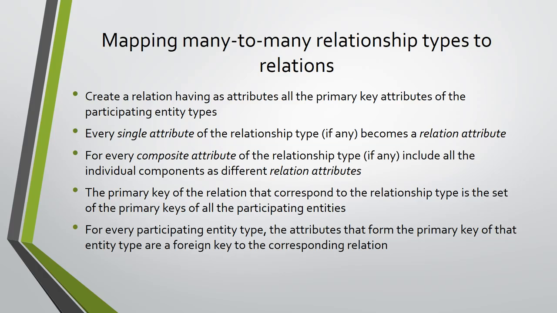The steps are: for every many-to-many relationship type, we create a relation having as attributes all the primary key attributes of the participating entity types. Every single attribute of the relationship type, if any, becomes an additional relation attribute. For every composite attribute of the relationship type, if any, we include all the individual components as different relation attributes. The primary key of the new relation that corresponds to the relationship type is the set of the primary keys of all the participating entities. For every participating entity type, the attributes that form the primary key of that entity type are a foreign key to the corresponding relation.